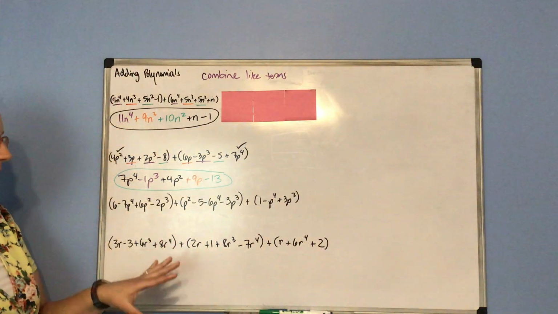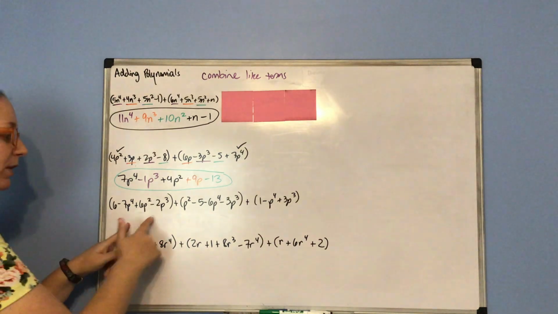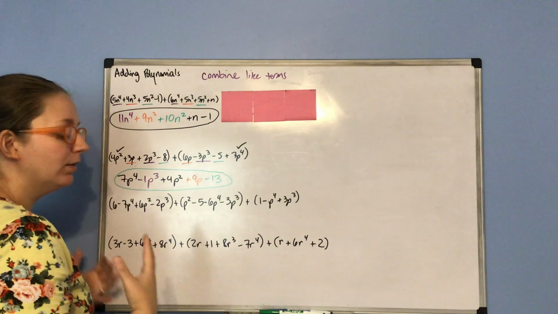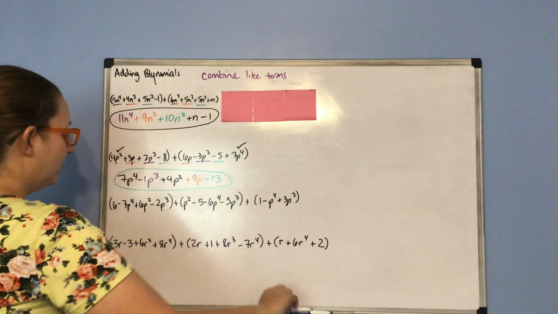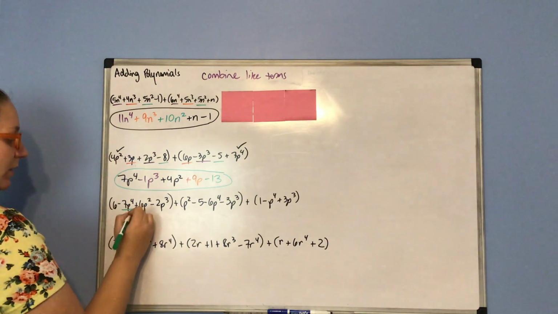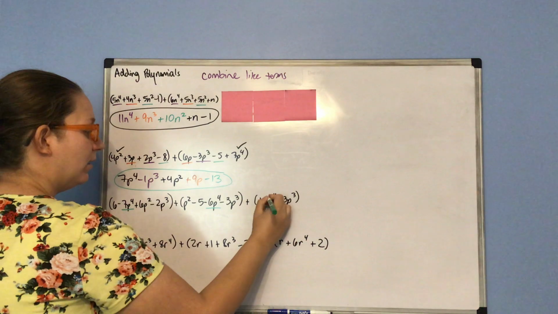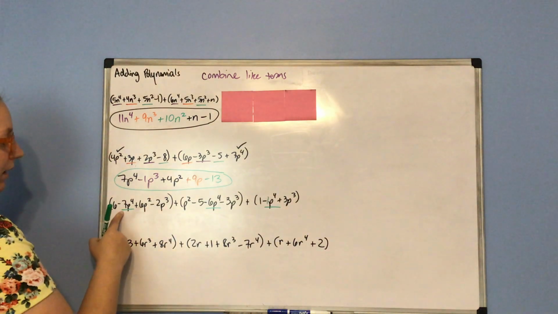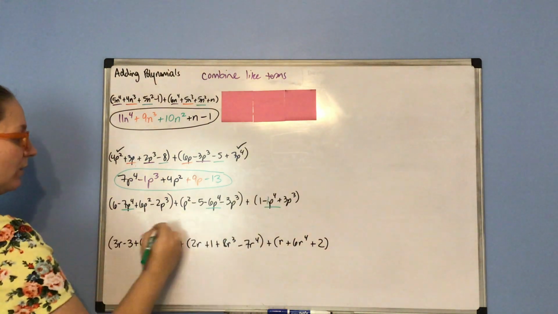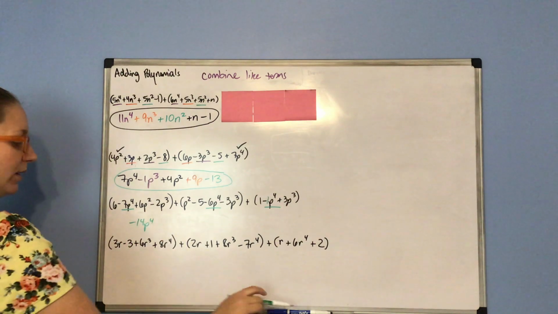Like I said, these last couple might look really scary. You're just adding like terms between 3 polynomials. So make sure you just find all of the like terms and combine them together. My biggest exponent I see in all of these is a 4th power. So I have negative 7, negative 6, and a negative, which is like a negative 1. Negative 6 minus 1 gives me negative 14. The p to the 4th part stays the same.